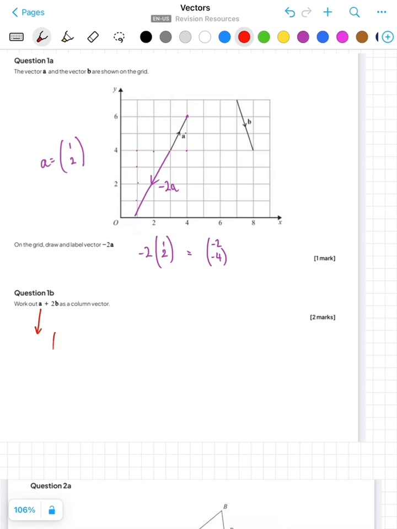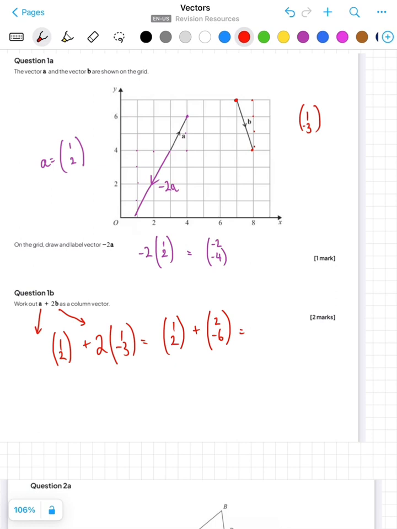So a was 1, 2, and we want to add 2 lots of b. So b, we start here, we finish here. We are going 1 unit to the right, and we're going 1, 2, 3 units down, so minus 3. So we want a plus 2 lots of 1, minus 3. That's 1, 2 plus 2 times 1 is 2, and 2 times minus 3 is minus 6. And now we just add across. 1 plus 2 is 3, 2 plus minus 6 is minus 4.